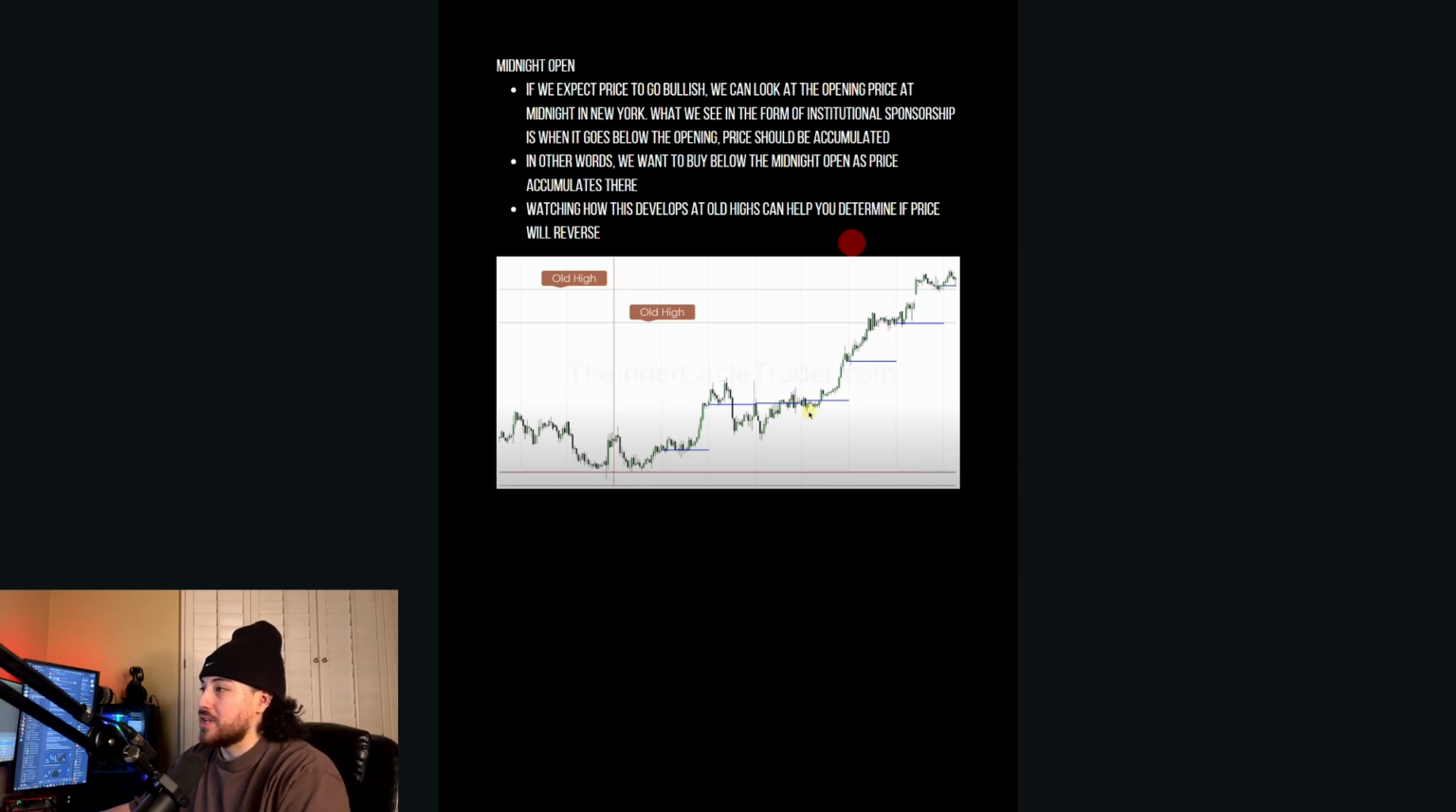If so, we could look for short setups, but we can also watch how the midnight open plays a role in these areas. So, for example, price takes out an old high here. Are we going to look for shorts? Is price going to reverse? Well, let's see how price reacts at the midnight open. Price gets underneath and continues to push on higher. So when we see this, we understand that price is not reversing, and we could utilize this to continue our bullish bias.